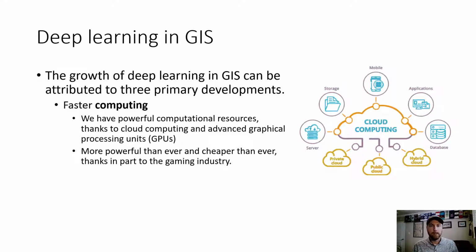Second factor is faster computing. We have powerful computational resources thanks to cloud computing and advanced graphical processing units like GPUs, and those allow us to take those large big data sets and translate them, and make sense of them, pull actionable intelligence from them. So more powerful than ever and cheaper than ever, thanks in part to the gaming industry, which is kind of interesting.